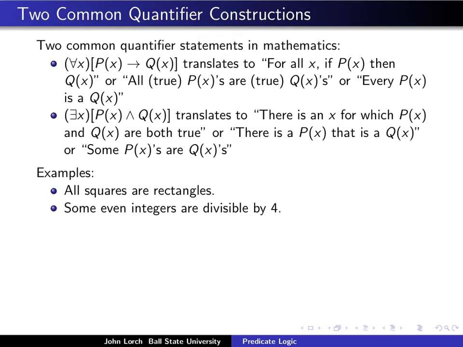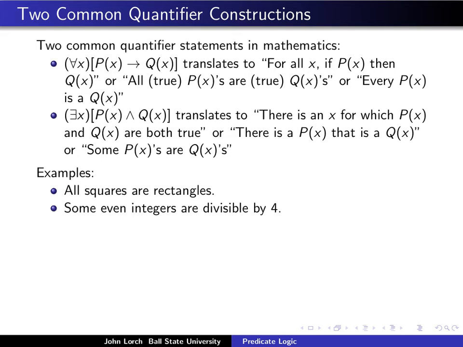So there are two common quantifier statements that appear in many mathematical theorems. The first one says, for all x, if p of x, then q of x. Now that can also be translated as all p of x's are q of x's, or every p of x is a q of x. The second common quantifier statement involves the existential quantifier. It says there exists an x such that p of x and q of x is true, and that translates also to there is a p of x that is a q of x, or some p of x's are q of x's.